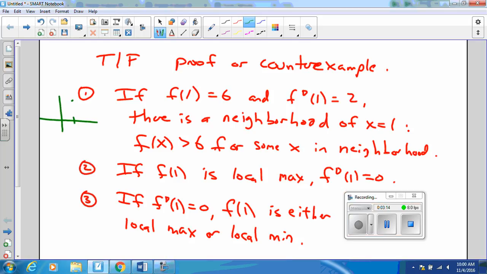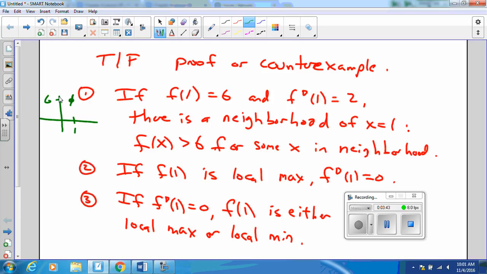So if we draw ourselves an f so that f of 1 is 6 and f prime of 1 is 2, then this would be an appropriate picture for f in the neighborhood. And it seems very clear to me that the answer should be true. I drew the picture, but that's a false. What does your picture look like? That's right. Look, there's a neighborhood in your picture where f of x is bigger than 6.